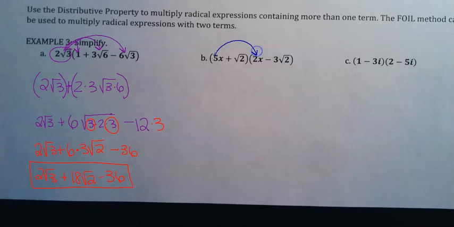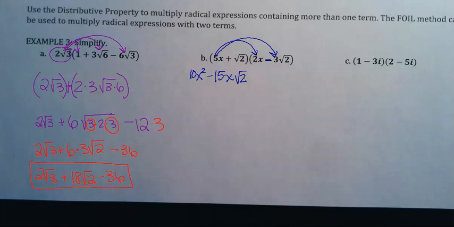5x times 2x. Well, 5 times 2 is 10. x times x is x squared. All right, then 5x times negative 3 times the square root of 2. So 5 times 3 is 15, and it's minus, right? Don't forget our minus sign, so it's going to be minus 15x. 5x times negative 3 is negative 15x, and then times the square root of 2.